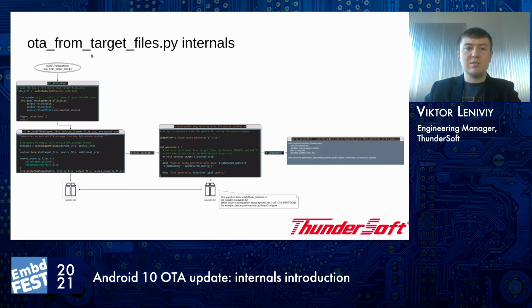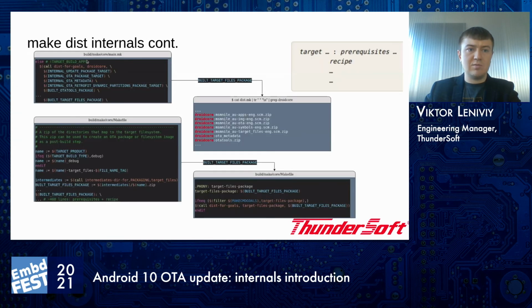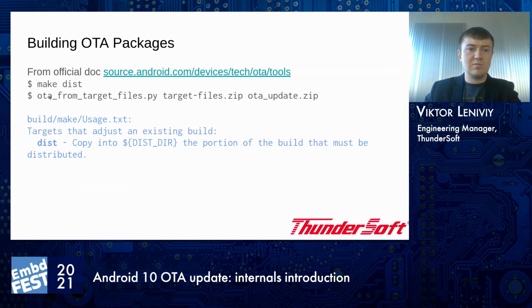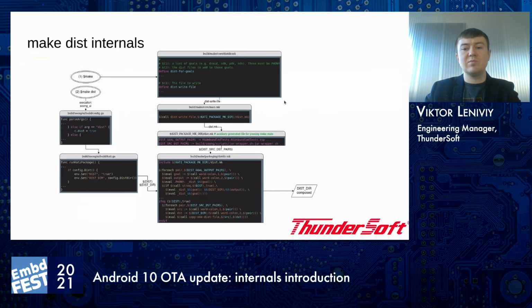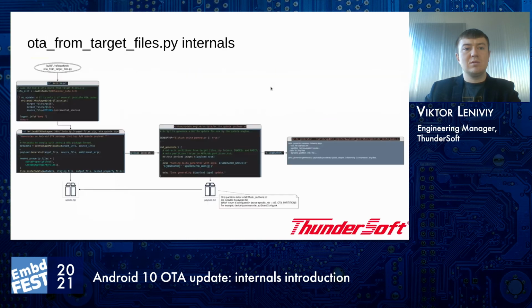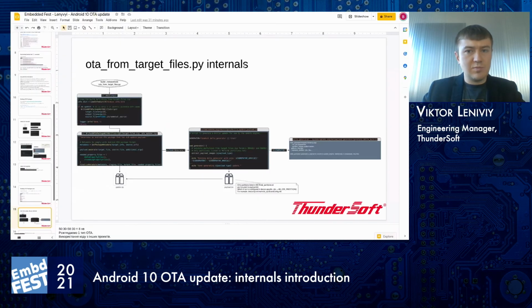And here is the next step. This one, OTA from target files. First you run make dist, and then you run this step after you have target files for producing the OTA update zip. Okay, in this one I will try to show in more detail.